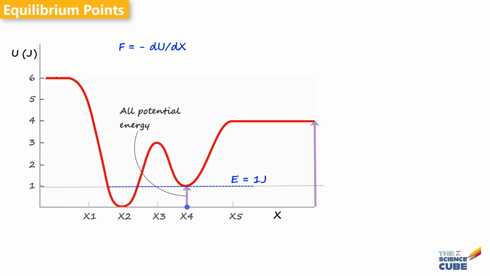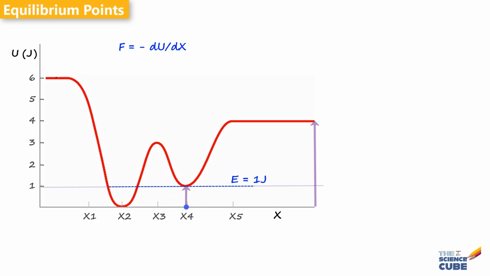Now, if we push it slightly left or right, a restoring force will appear that will take it back to x4. As an example, let us say we push it to the right, then you see the slope changes from 0 to a positive slope, and a positive slope means the force is introduced that acts in this direction, which therefore takes it back to x4.